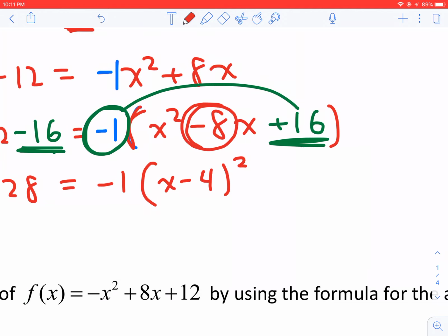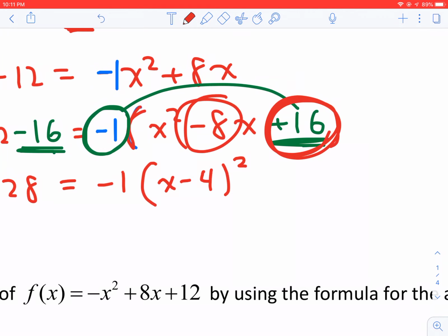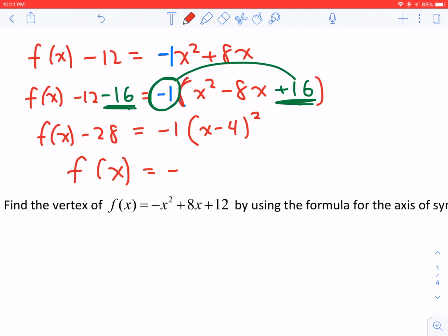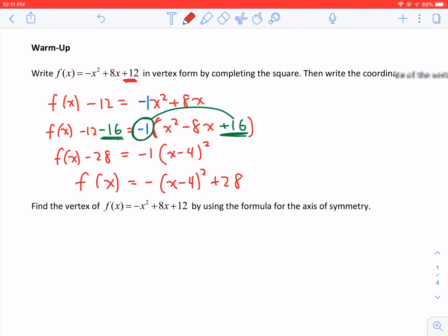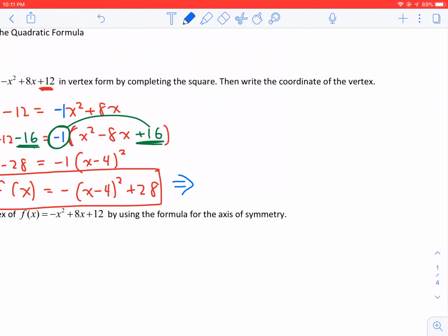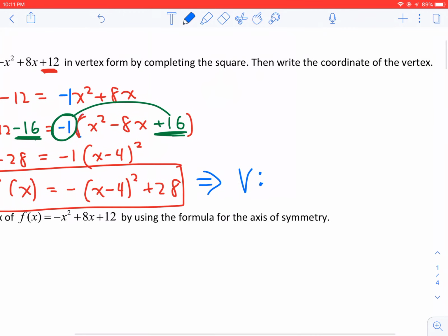The trick is, again, half that middle value. Or you can think negative 4 times negative 4 is positive 16, and negative 4 plus negative 4 is negative 8. That is how that factors, and let's move that 28 back over. F of x equals negative x minus 4 squared, all in parentheses, plus 28. If you want to put in the 1, go ahead, but you don't need it. So there is our equation in vertex form, and we got there using completing the square. Using this, we can get our vertex. That is going to be positive 4, comma 28.